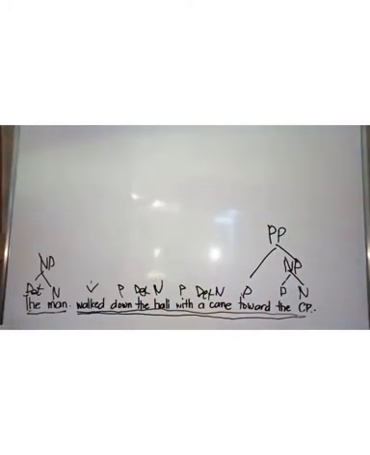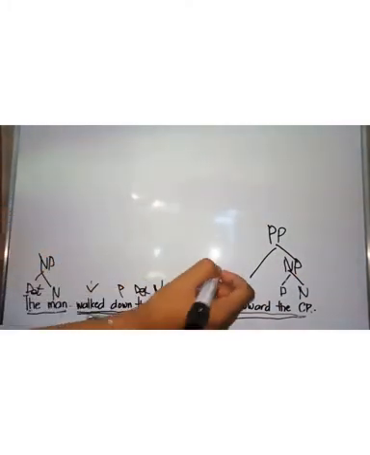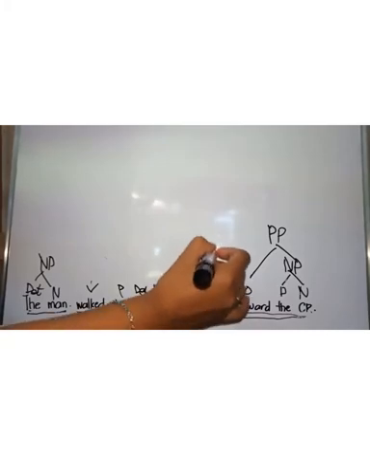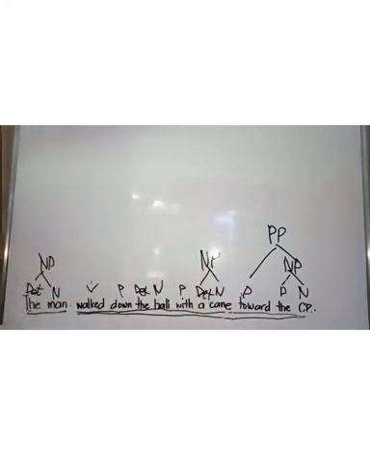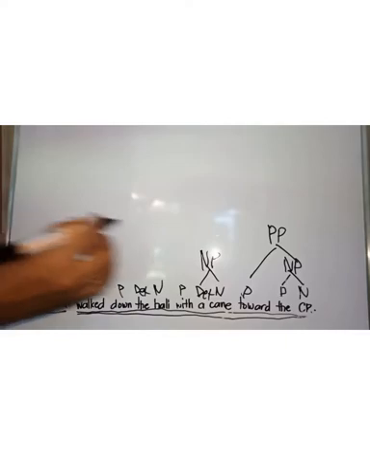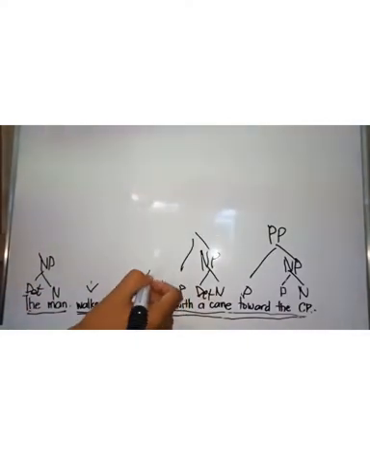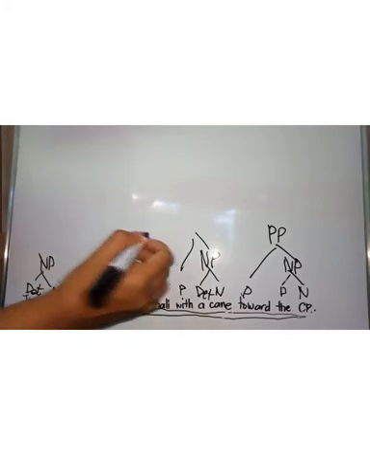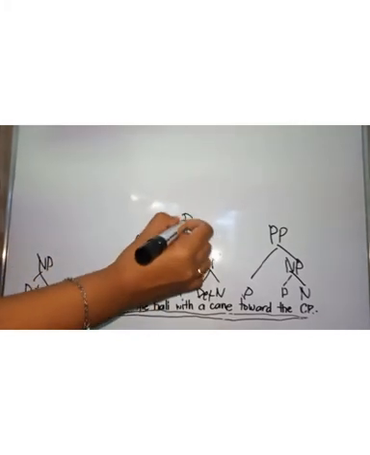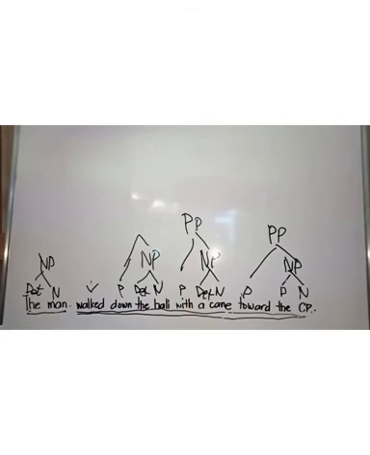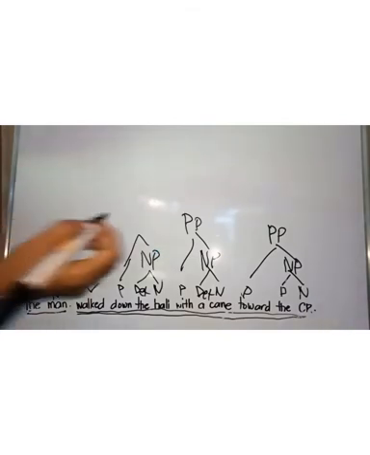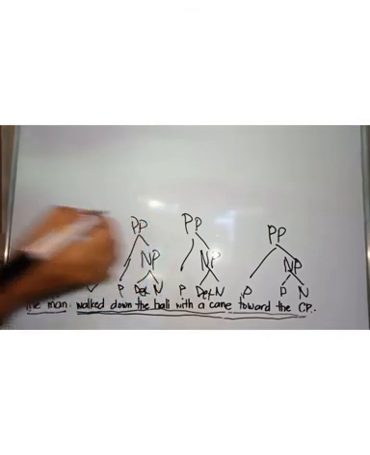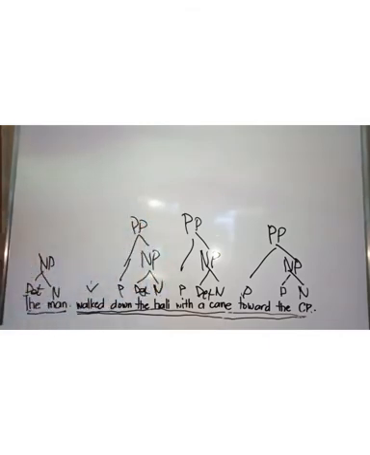Next, we have a determiner and a noun. It could create a noun phrase. A preposition and a noun phrase could create a prepositional phrase. And that goes the same with the next. You have a prepositional phrase and another prepositional phrase. So we have 3 prepositional phrases here.